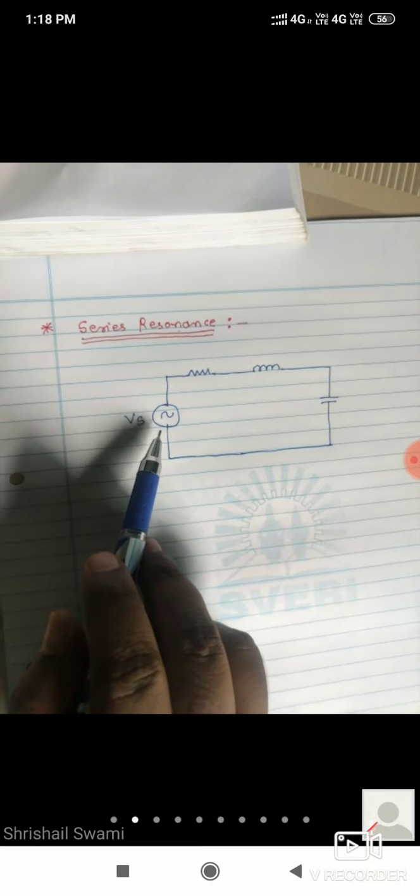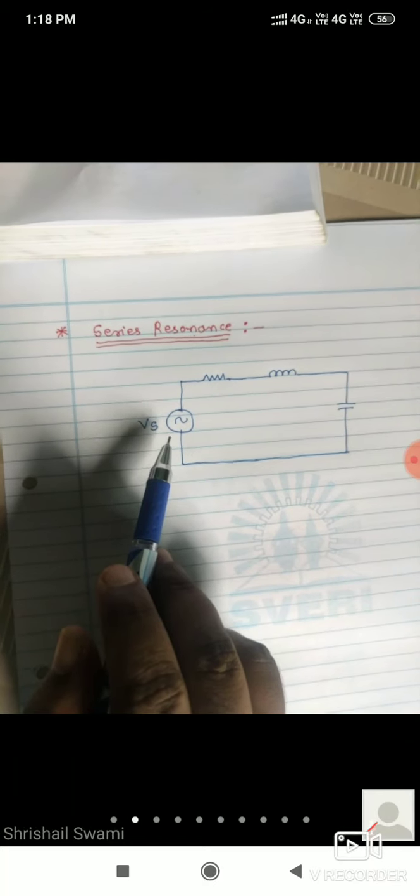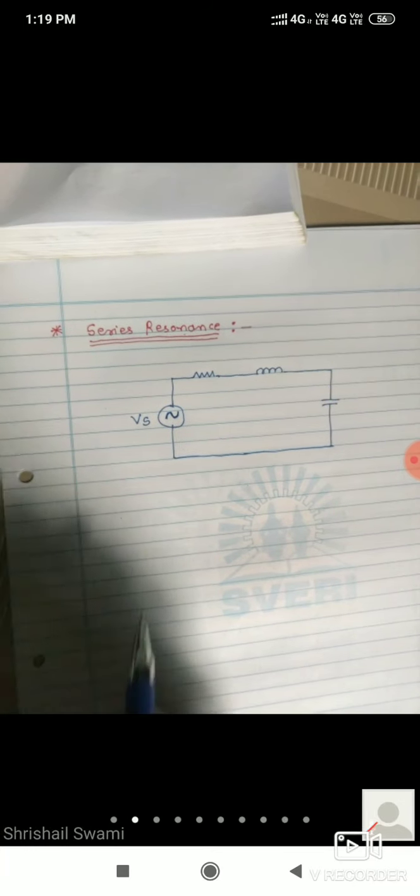So this is the source. Now whether this is DC or AC, who will tell? AC source or DC source? AC source. Whenever the signal is sinusoidal, what is this symbol? Sinusoidal signal. Okay. So whenever the symbol is like this, the source is AC.